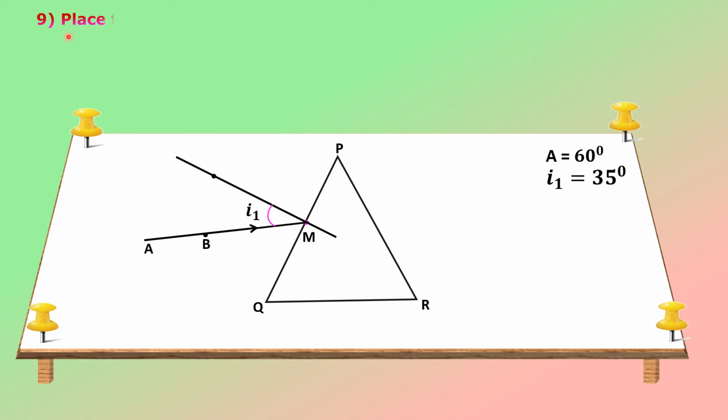Now let us place the prism in its position again. Here I am going to place the prism again in its position. Okay, the prism has been placed back in its position. Now I am going to fix two pins vertically on the line, that is, on the incident ray.